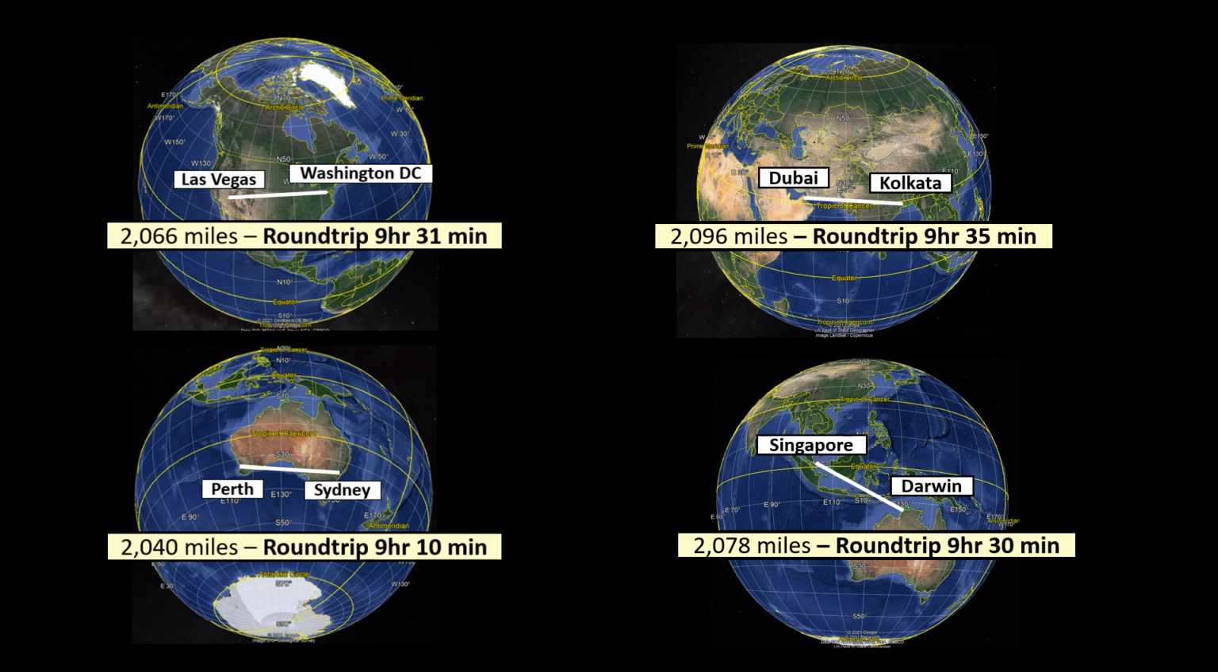Now, all of these distances are within 56 miles of each other, and if you look at them on a globe, you can see they are the same size. So considering that all of these round-trip flights are within 25 minutes of each other, I think this is very strong evidence that these distances match the globe.